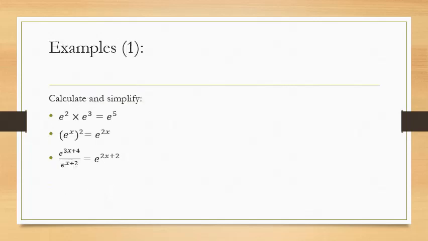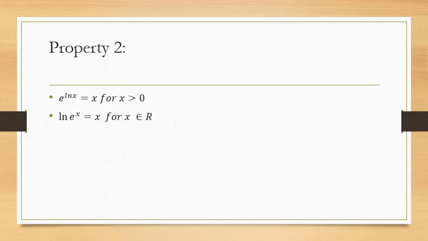Examples. Calculate and simplify. E power 2 times e power 3, the same base, we add the powers, e to the power 5. E to the power x all to the power of 2 is e to the power x times 2, which is e to the power 2x. E to the power 3x plus 4 over e to the power x plus 2, we subtract the powers of the same base, so e to the power 3x plus 4 minus x minus 2, which will be equal to e to the power 2x plus 2.